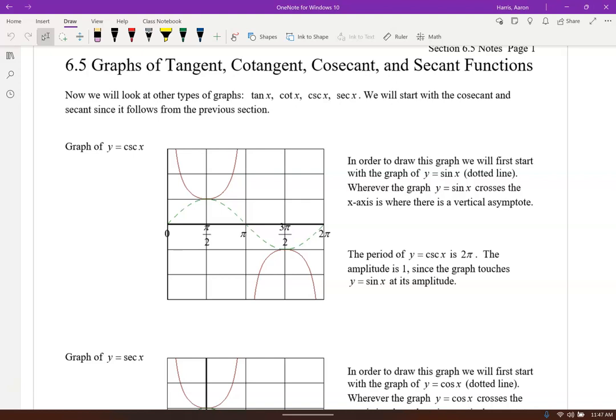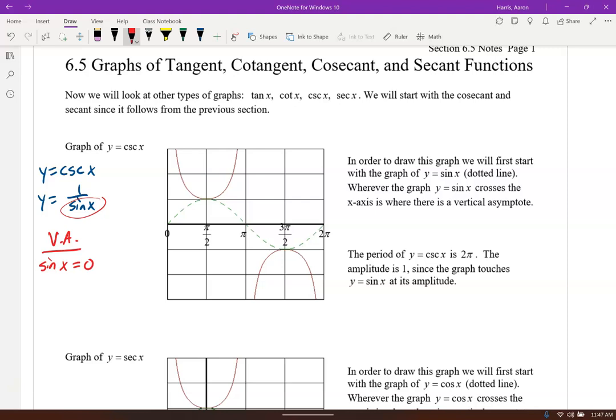We're going to start out with the cosecant function. So the cosecant, we know that's the reciprocal function. So that's the same as 1 over the sine, right? So if I was thinking about where this thing is undefined, well, I can't divide by 0. So I would have vertical asymptotes anywhere where the sine is 0, right?